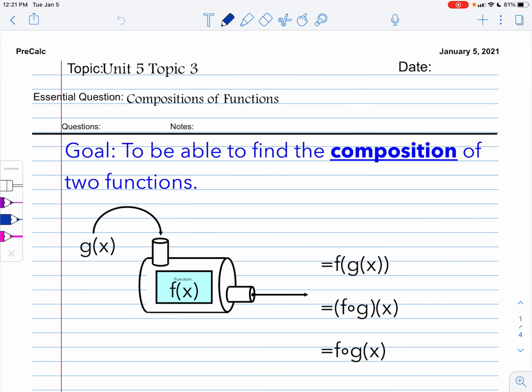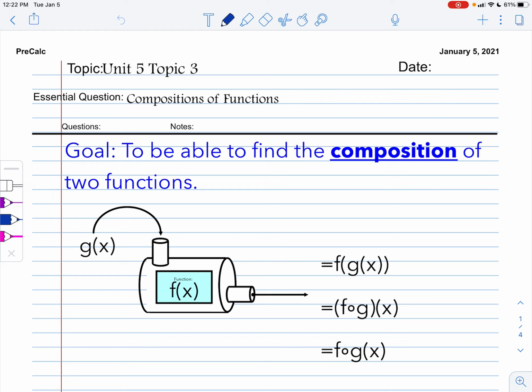Welcome back to our topic 3, Unit 5. We're going to be talking about compositions of functions. So composition is a new type of operation that you use on functions. So instead of adding or subtracting or multiplying or dividing, we're going to do this new thing called composition.